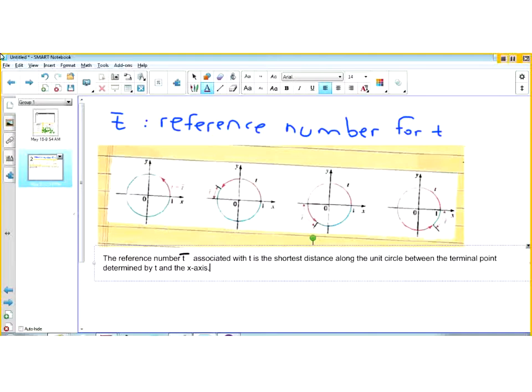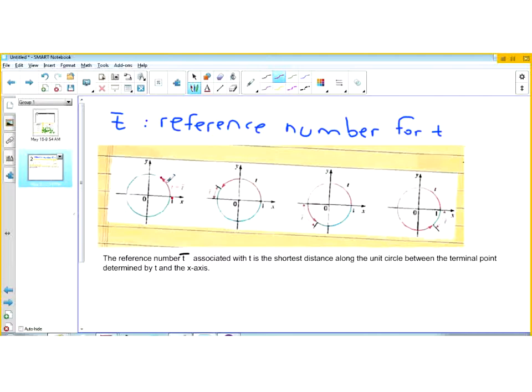Okay, so simple enough. For instance, let's look at the first illustration. In the first illustration, the red arc is my terminal number, and the terminal point is here. The shortest distance along the unit circle between the terminal point and the x-axis: I have a couple of choices. I can start at t equals 0 and go clockwise to get to the terminal point, or go counterclockwise.